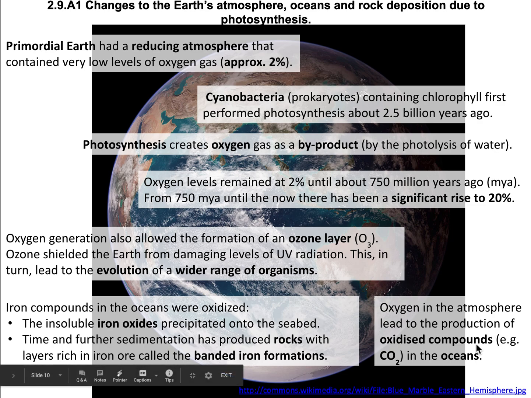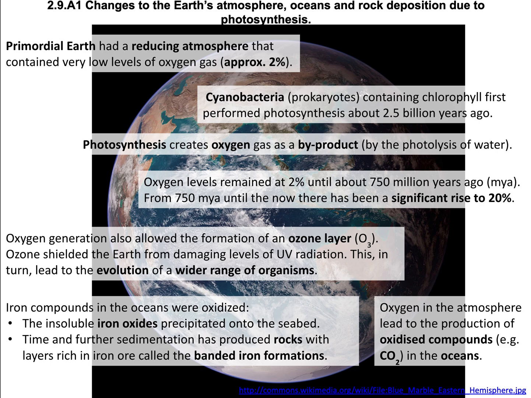And then this last part here, oxygen in the atmosphere has led to the production of other oxide compounds, for example, carbon dioxide, and how it oxidizes in oceans. So that's a little history of how important photosynthesis is to the atmosphere, oceans, and rock depositions.